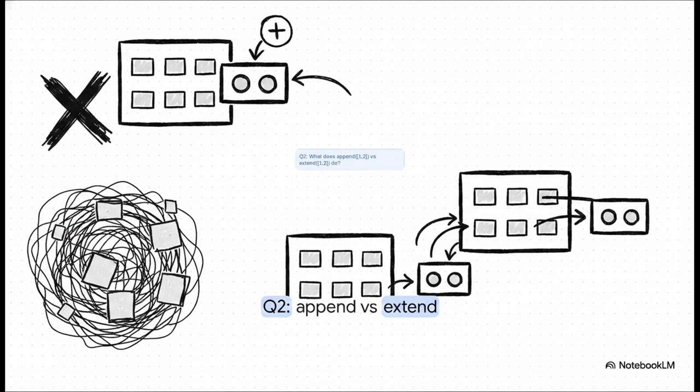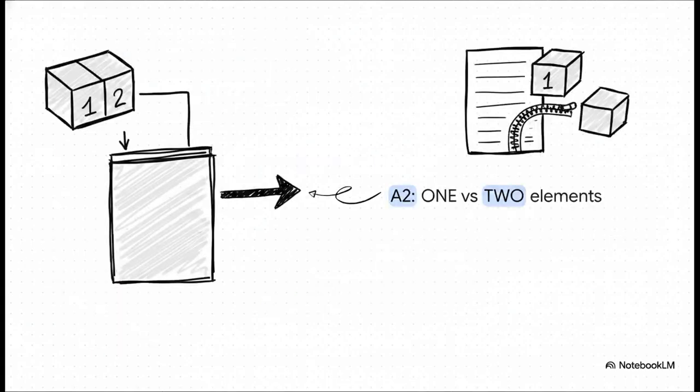Question 2. How do we dodge the nesting trap? What is the difference between passing a list of numbers 1 and 2 to append versus extend? Well, using append grabs that list and traps it inside your main list as one single nested element. But extend acts exactly like a zipper. It unpacks them as two separate integers at the end of your original list.